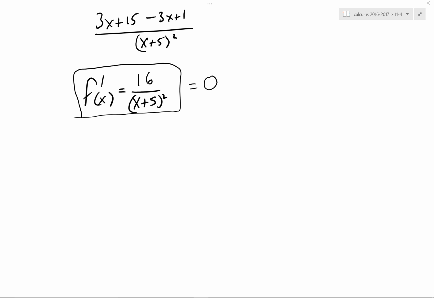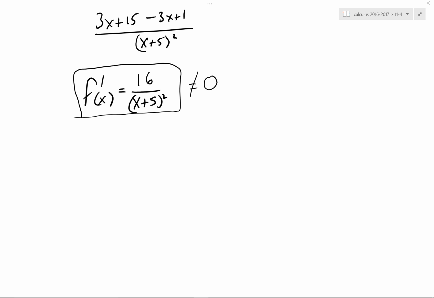Anywho, now, if you have a fraction equaling 0, what part of the fraction makes it 0? The top or the bottom? I feel like the top would have to be 0. Can 16 equal 0? So I feel like this never equals 0. Well, doesn't that mean that it kind of has to be always positive or always negative? Or, wait for it, there's an asymptote. Could it switch at the asymptote? Maybe. But let's look at the top.